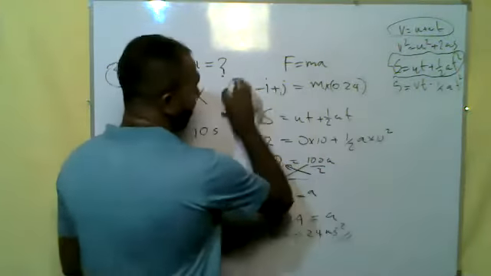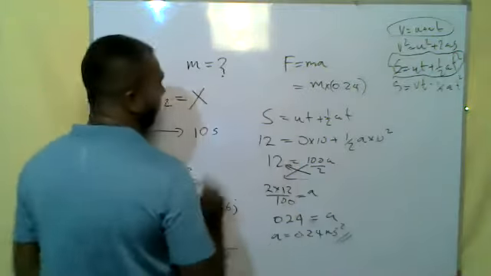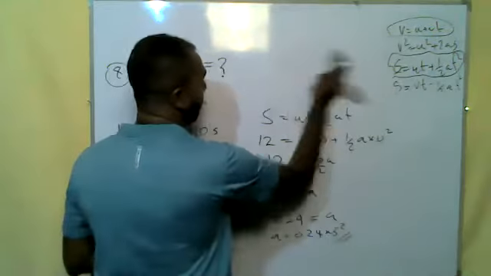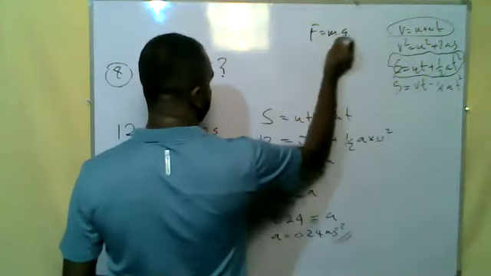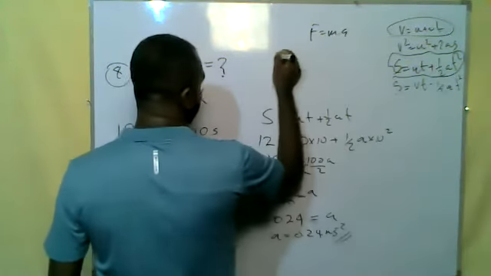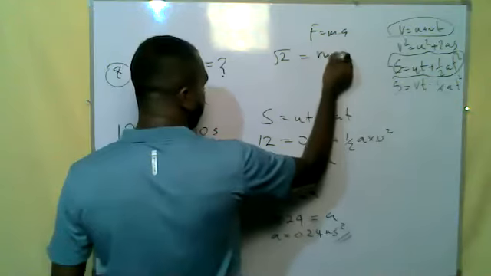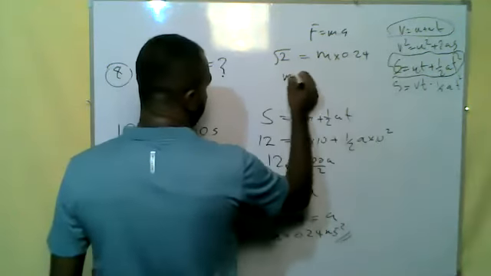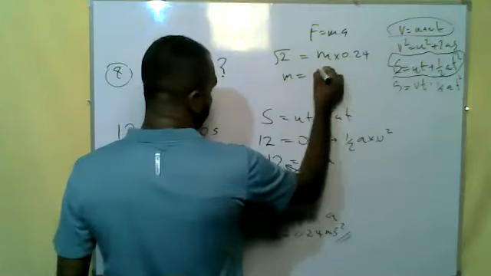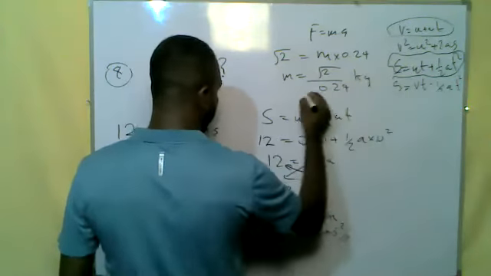And now we can apply this equation. Instead of applying minus i plus j, what can we write? When we apply force equals mass times the acceleration, we can write square root 2 Newtons equals mass times 0.24. So mass should be equal to square root 2 divided by 0.24 kilograms. How much are we getting?